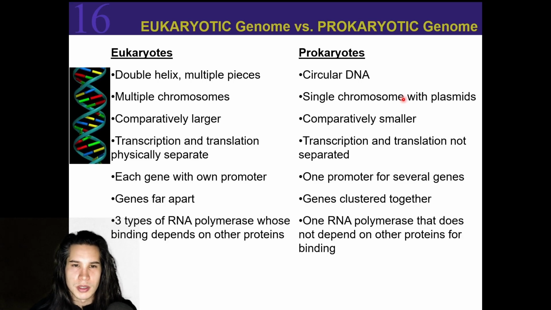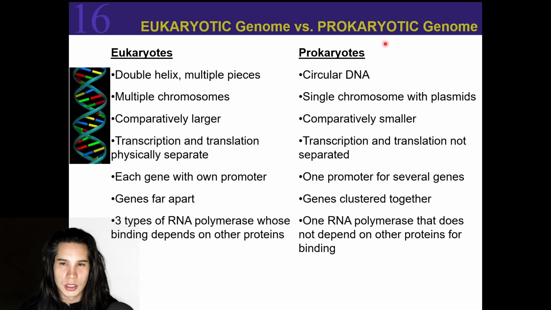So here are some differences between the eukaryotic genome and prokaryotic genome. In eukaryotes, typically our genetic material is going to be formatted as a double helix with multiple pieces. We're also going to have multiple chromosomes, and our genomes are going to be comparatively larger than those of prokaryotes.